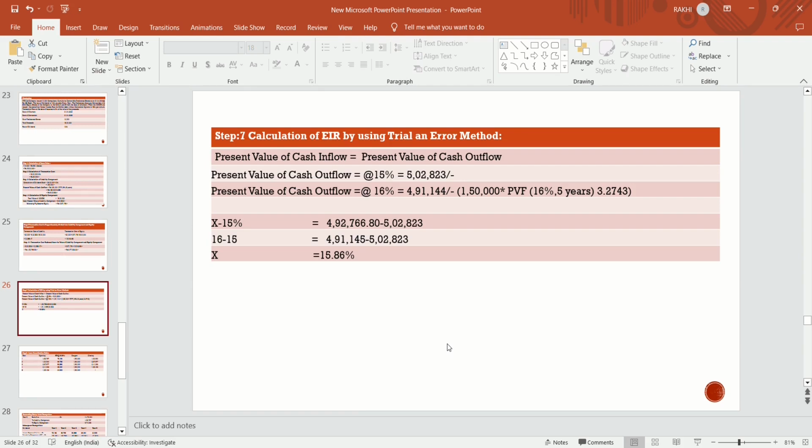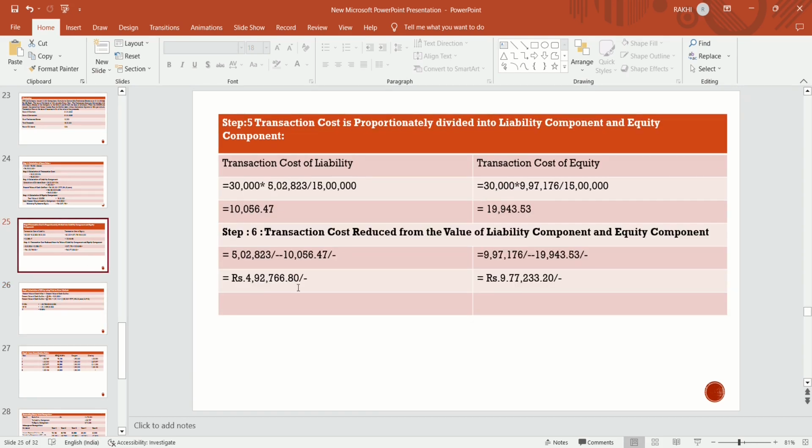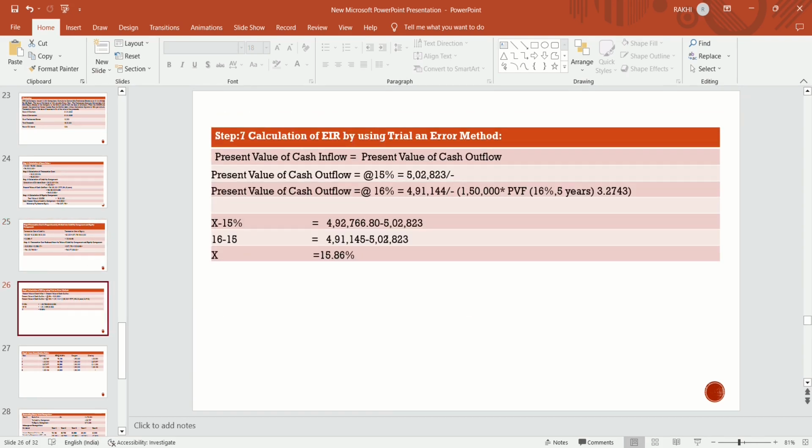So x minus 15%, that is x, represents 4,92,766.80. 15% represents 5,02,823. Divided by 16 minus 15, that is 16% represents 491,144 minus 15%, that is 5,02,823. Where x, you cross multiply and find it out. Using the interpolation method, determine x. x becomes 15.86%, your effective rate of interest.